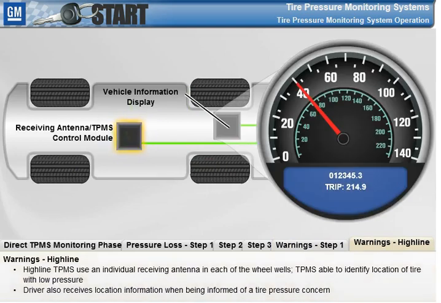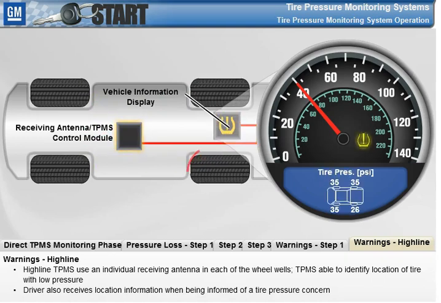Highline TPMS utilize an individual receiving antenna in each of the wheel wells. These types of TPMS are able to identify the location of the tire with low pressure. When a Highline TPMS informs the driver of a tire pressure concern, the driver also receives location information for the tire. Shown on screen are a few examples of driver notifications on vehicles equipped with a Highline TPMS.